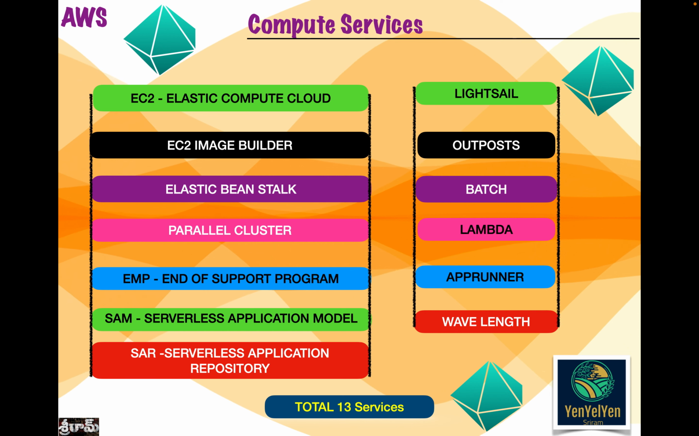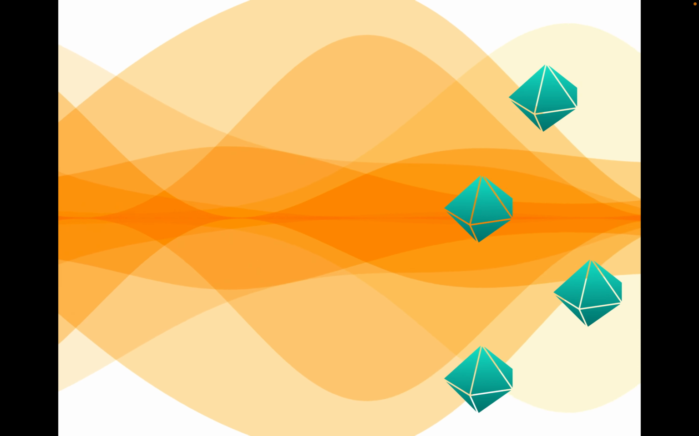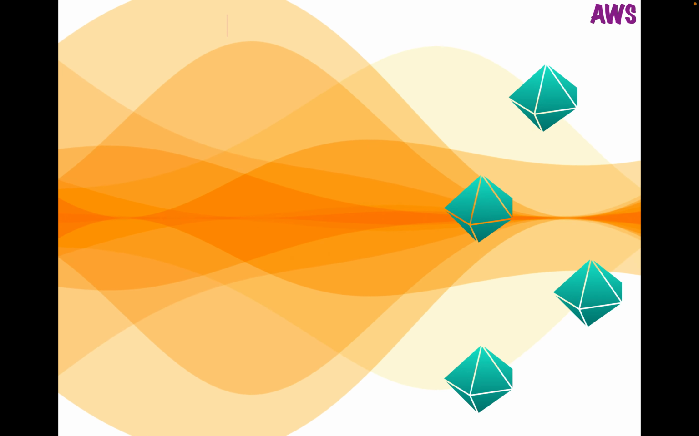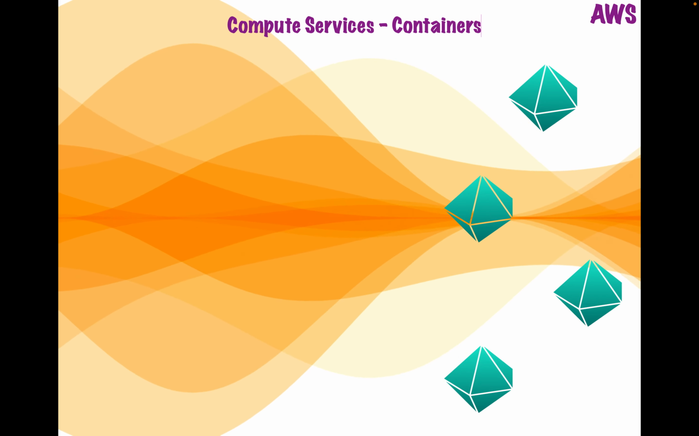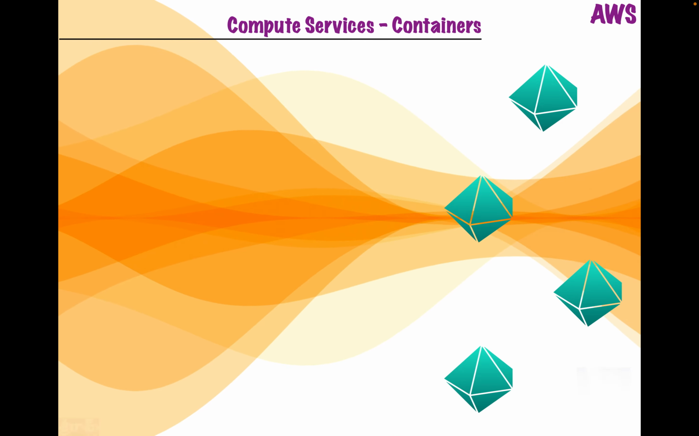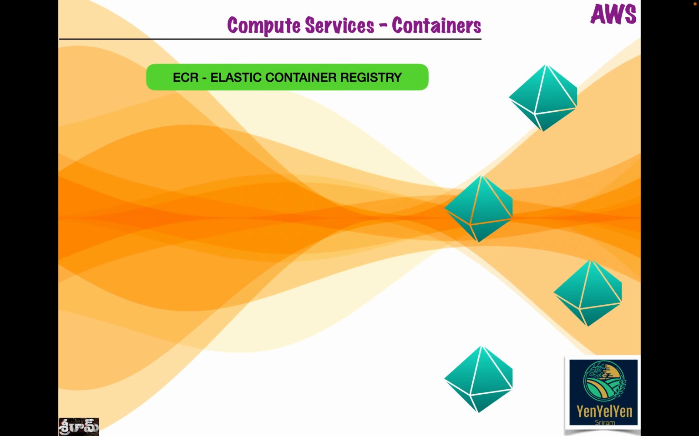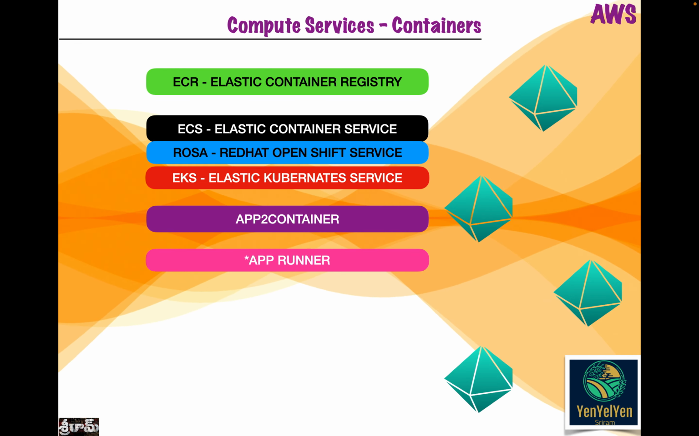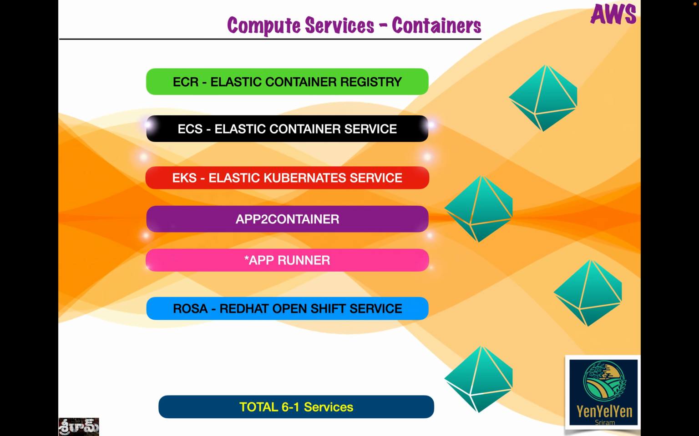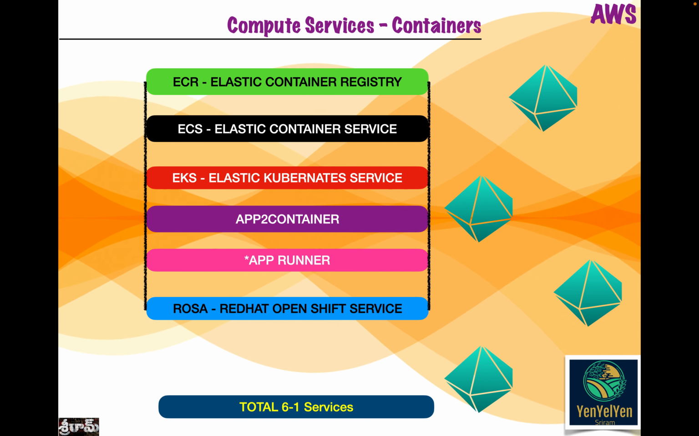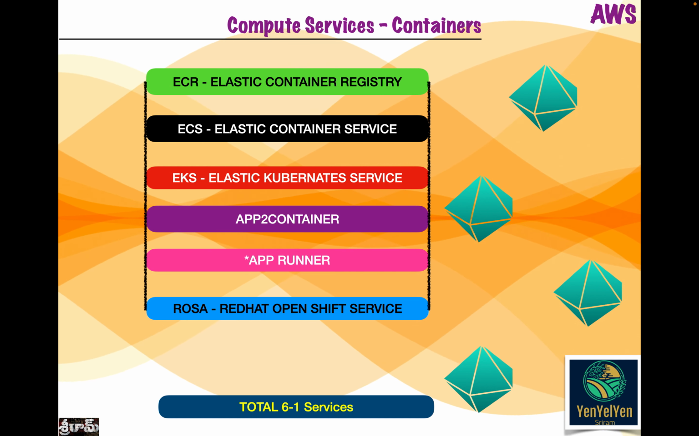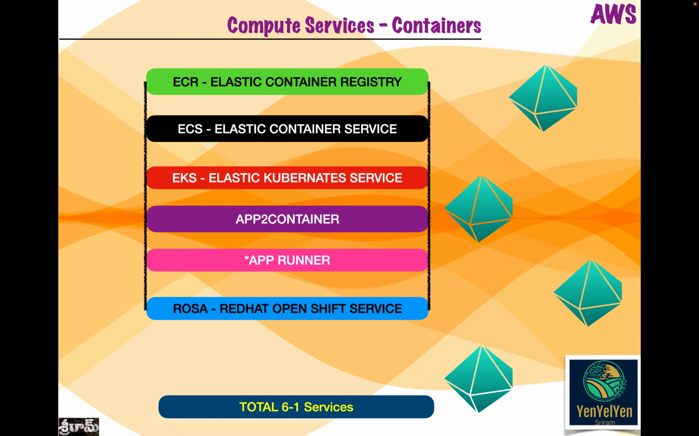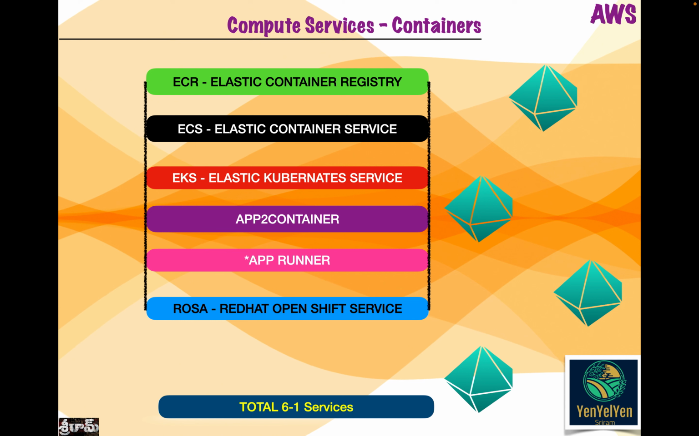Total 13 services. Along with compute services, we have container services. Containers as a compute service. Containers are nothing but group of servers, group of clusters which are readily available for your applications or projects. ECR, Elastic Container Registry. ECS, Elastic Container Service. EKS, Elastic Kubernetes Service. App Runner, ROSA, Red Hat OpenShift Service in AWS.